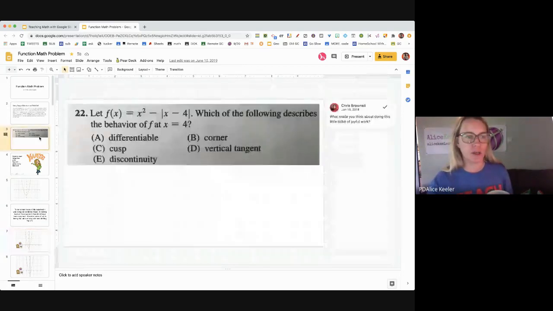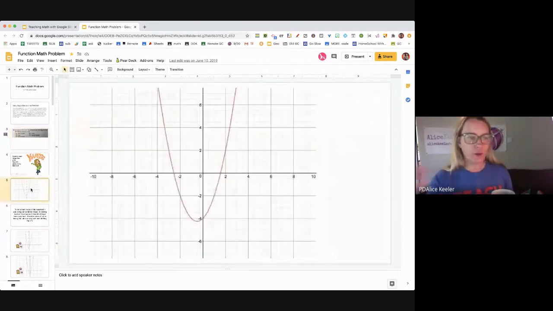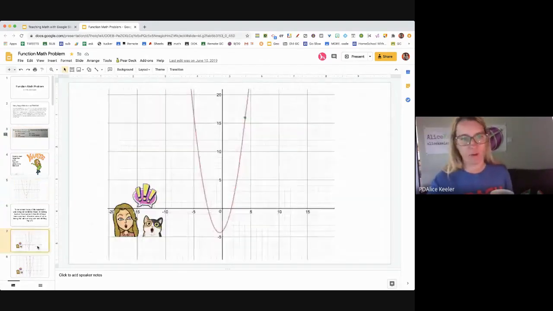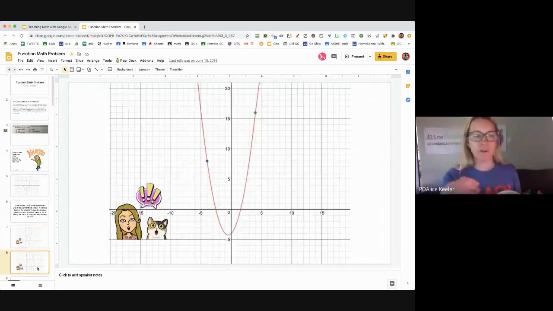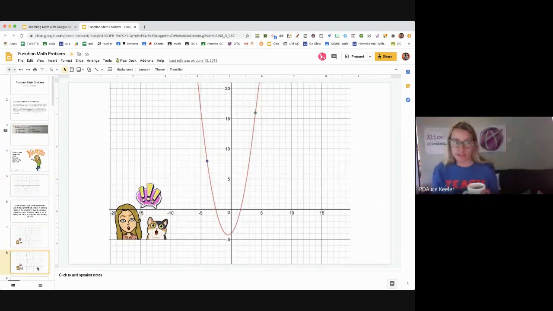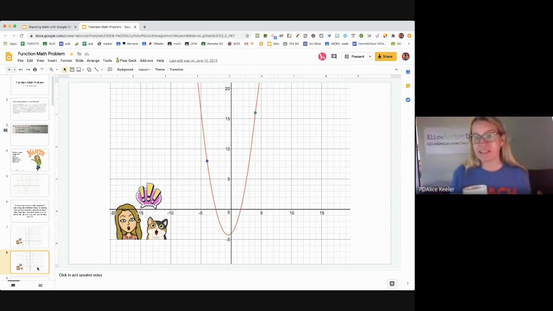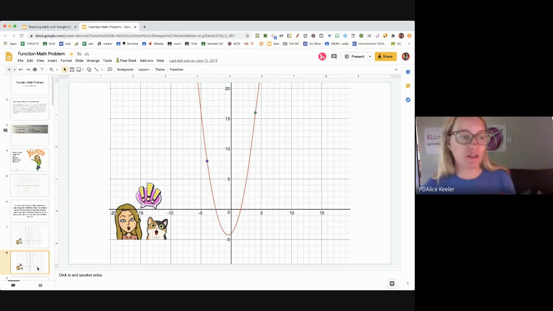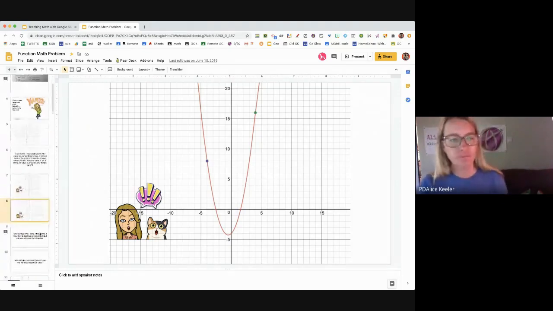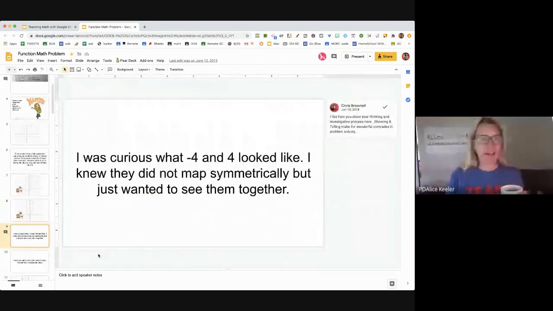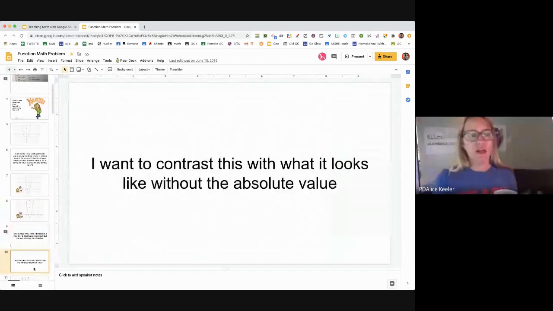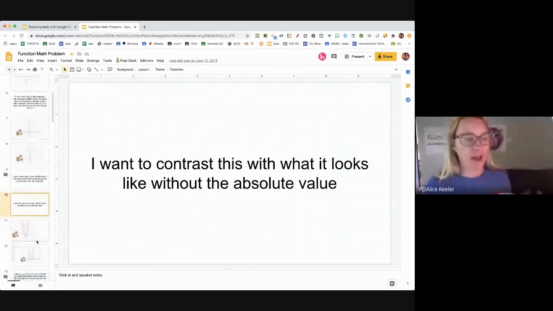I substituted a 4 into the equation. My first step is, what does a graph look like? What happens when I have 4? Well, here I did it with -4. Why did I do that? There's no reason to put in -4 other than I was just curious, and yes, show your curiosity. There should be some things in there that wouldn't be a step or things that you would do to solve the problem. And I said, I was curious. What does -4 and 4 look like? So I'm explaining my thinking. I'm explaining my strategy. And I want to contrast this with what it looks like without absolute value.